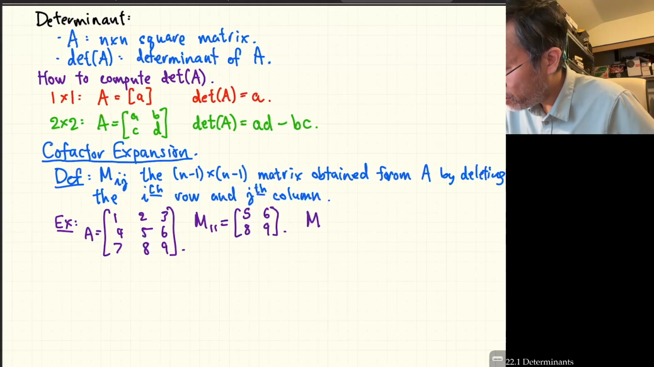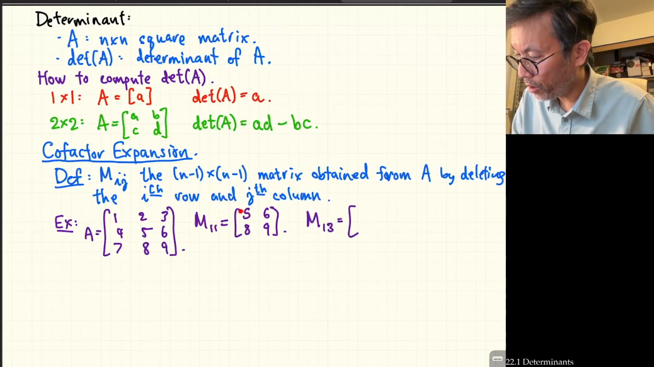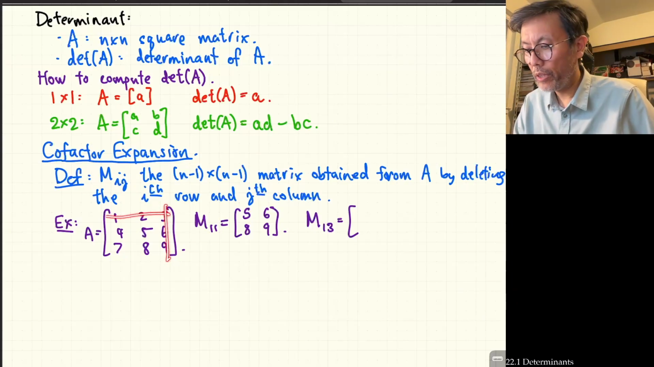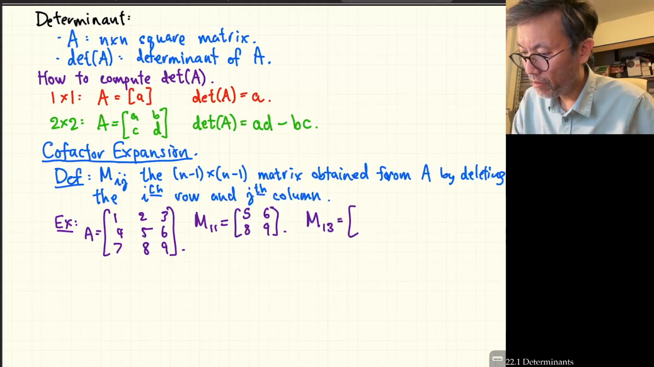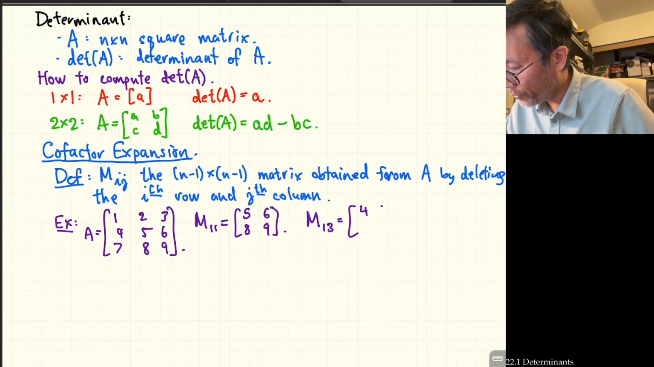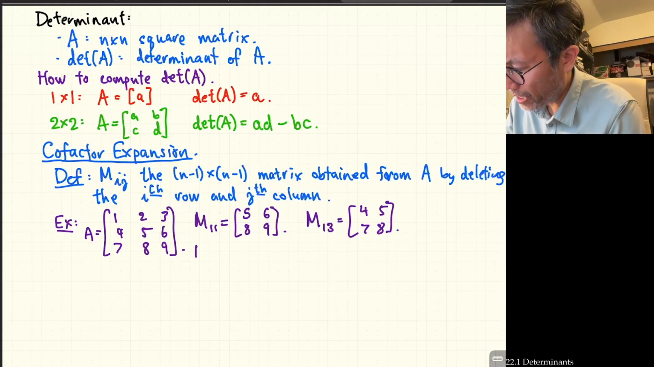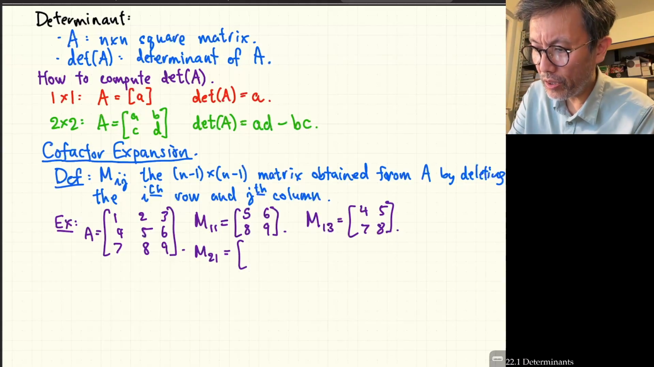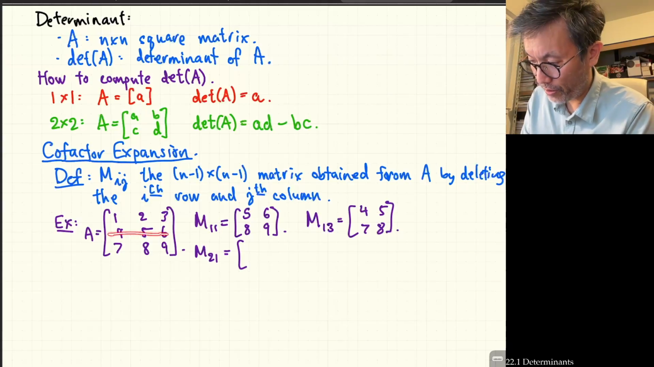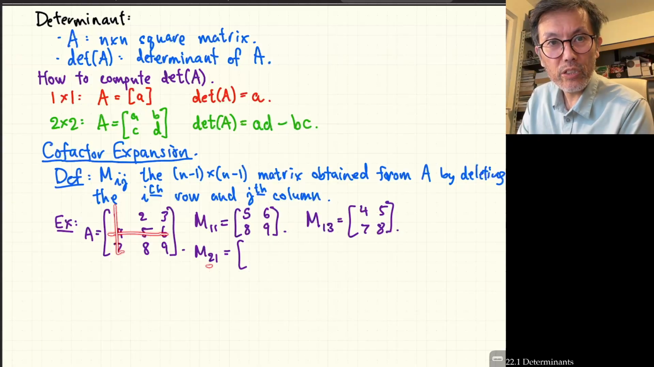What will M13 be? First row again, we delete it, but now we delete the third column. And what we're left with is 4, 5, 7, 8. That is 4, 5 in the first row and 7, 8 in the third row. What about something like M21? Well, here we delete the second row and then the first column. And what we're left with is 2, 3, 8, 9.